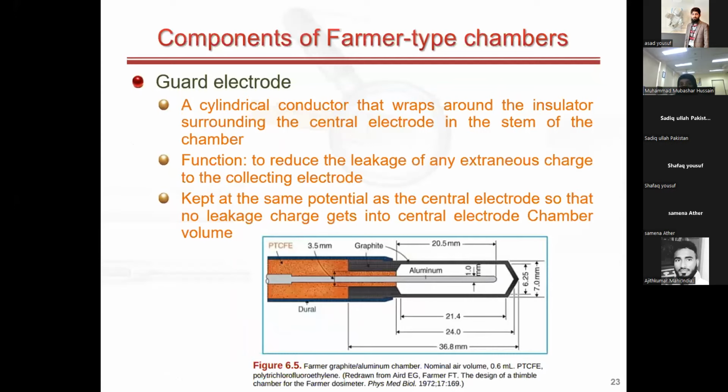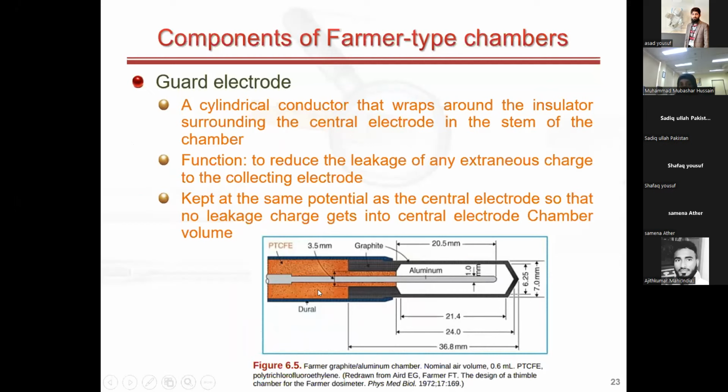In Farmer type chambers, there is an additional third electrode called the guard electrode. And this guard electrode is usually present here.